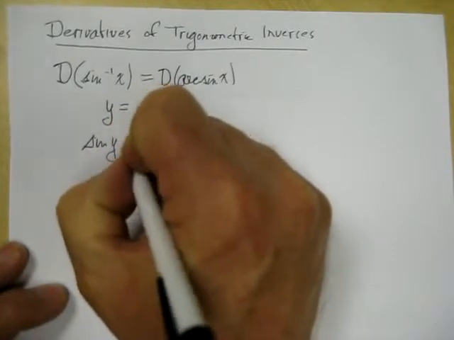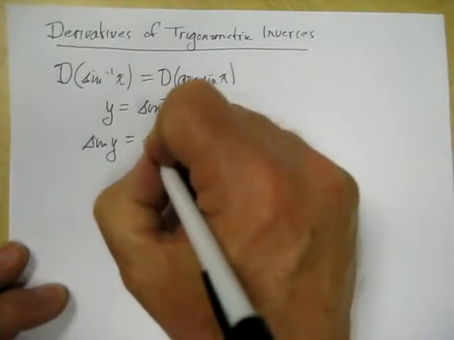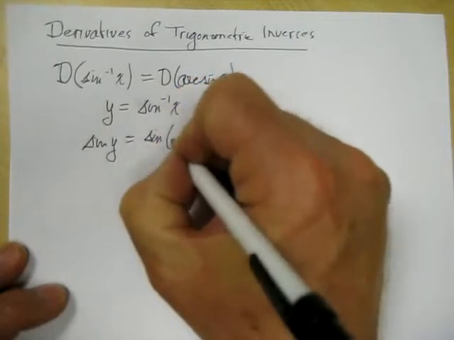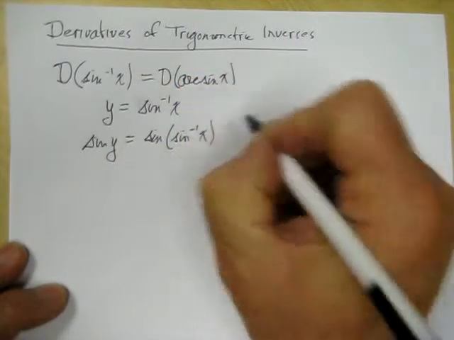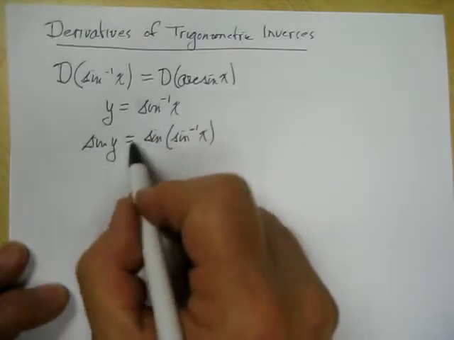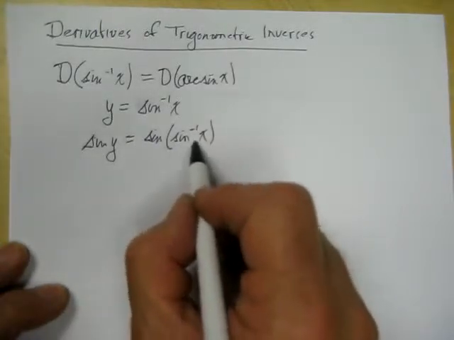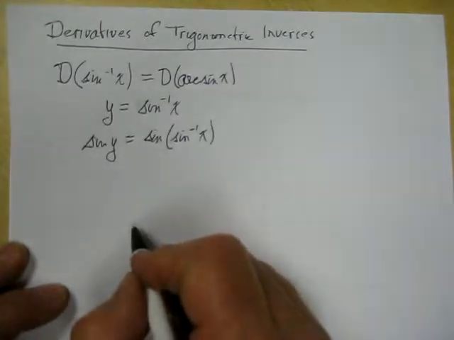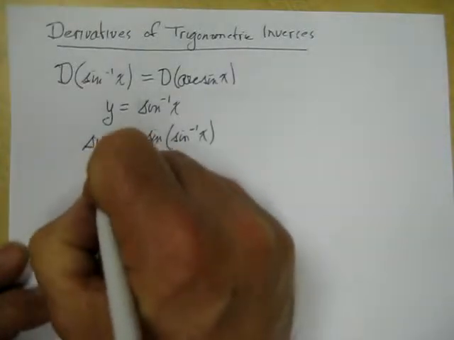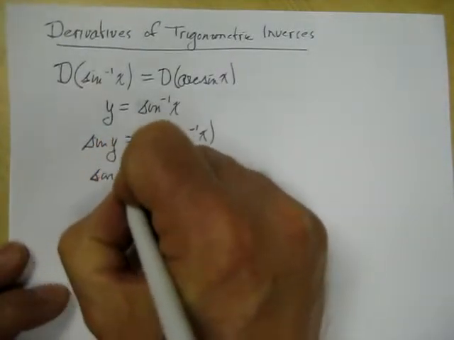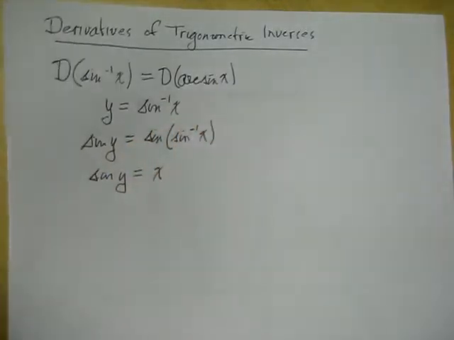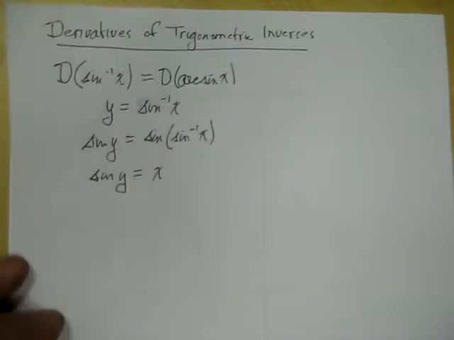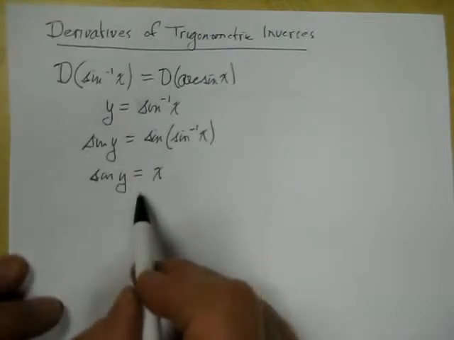So the sine of y will be equal to the sine of the sine inverse of x. Our reason for doing that is that sining, the operation of sining, undoes the operation of sine inversing. So our equation becomes the sine of y is equal to x. Now at this point we're going to take the derivative of both sides of the equation.